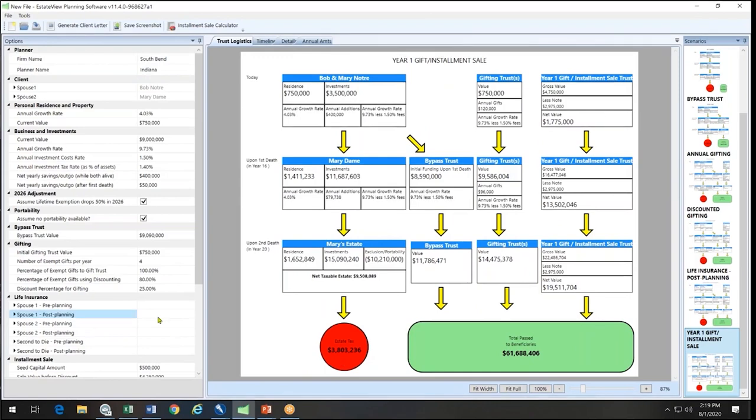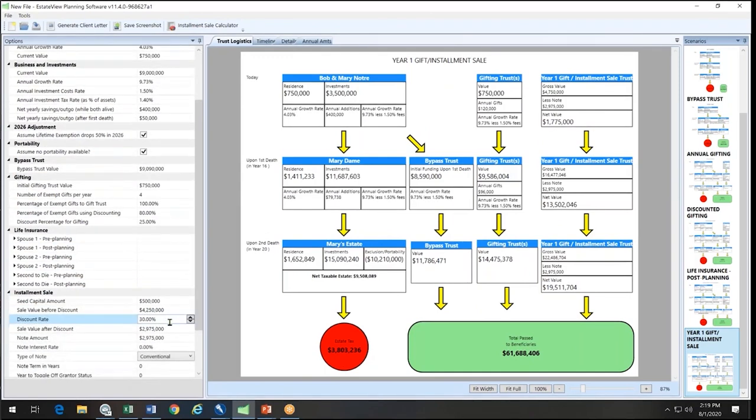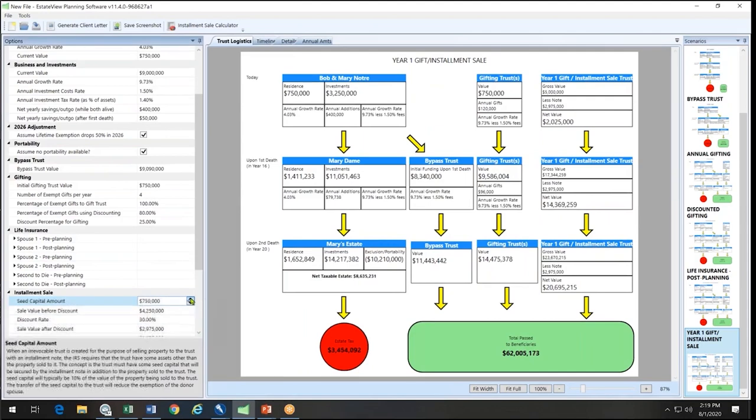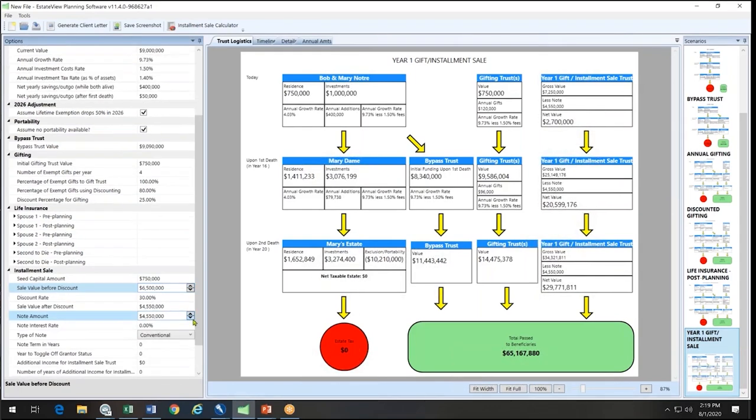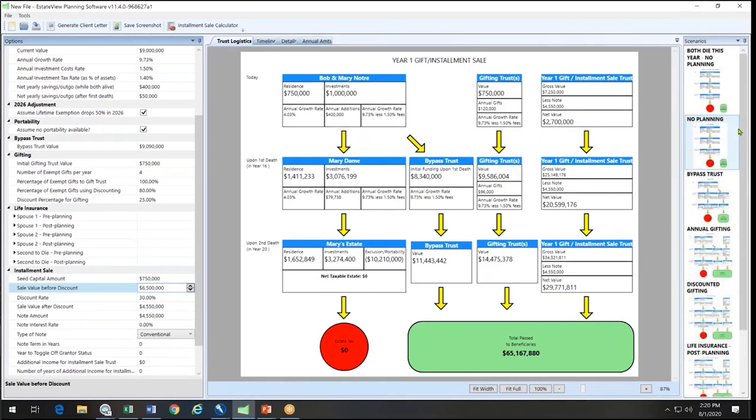Now, if I want to show them complete savings here, I can go back and increase the seed capital gift, and I can increase the installment sale until the estate tax goes away. So now I know that based upon these assumptions, if I put $4,550,000 in an LLC, take a 30% discount, and make a $750,000 seed capital gift, I've eliminated the estate tax based on these scenarios.